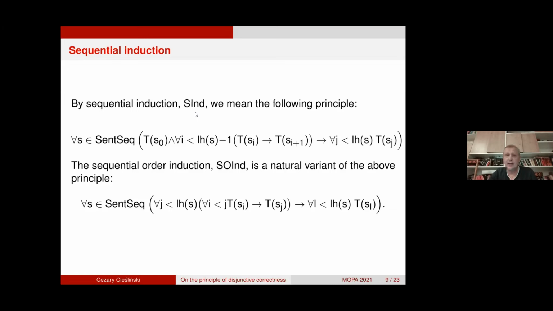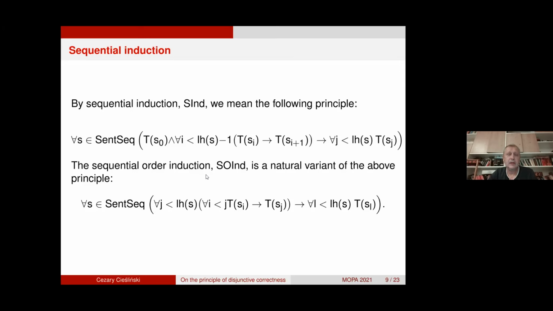Just induction on the elements of a sequence. The first principle: let's say that S is a sequence of arithmetical sentences. And this principle states simply that if the first element of the sequence is true, and with each element the next is true, then all elements of the sequence are true.